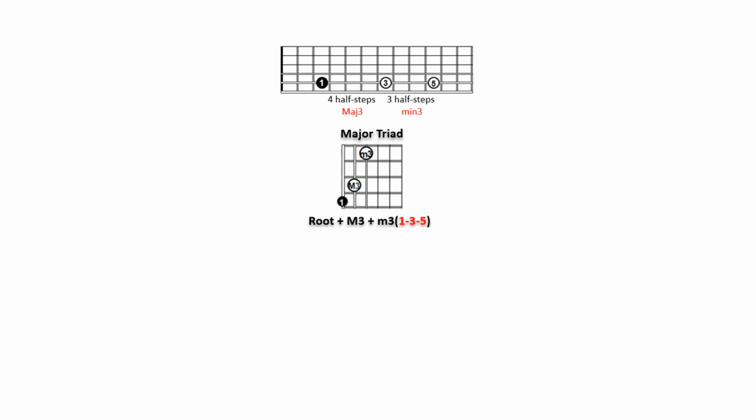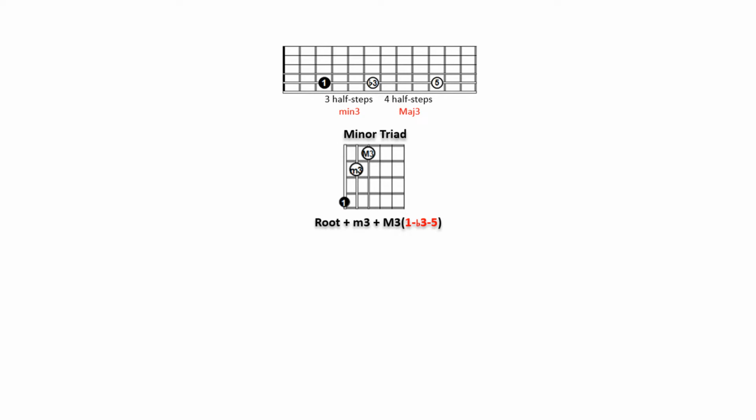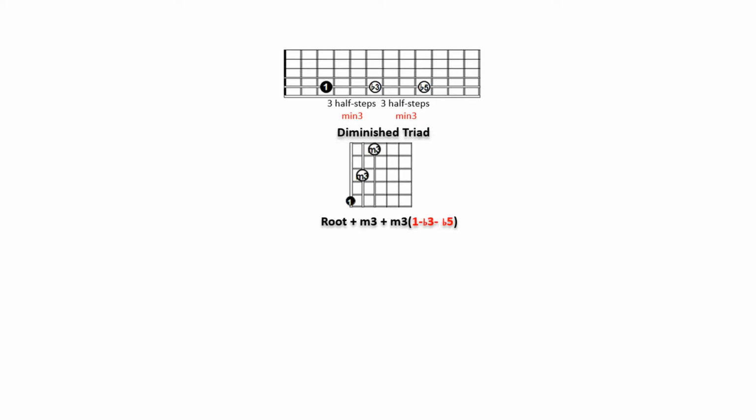There is a major third between 1 and 3, and a minor third between 3 and 5. In a minor triad with the interval formula of 1, flat 3, 5, there is a minor third between 1 and flat 3, and a major third between flat 3 and 5. A diminished triad with intervals 1, flat 3, and flat 5 is the only triad with 2 minor thirds stacked on top of the root. There is a minor third between 1 and flat 3, and another minor third between flat 3 and flat 5.